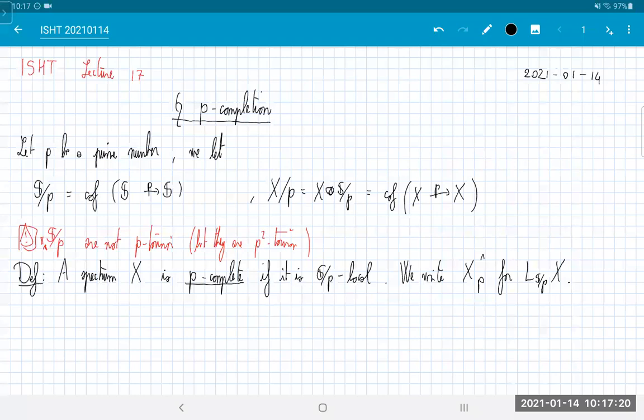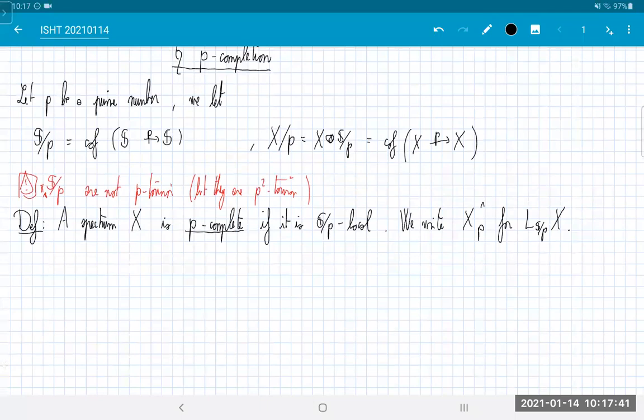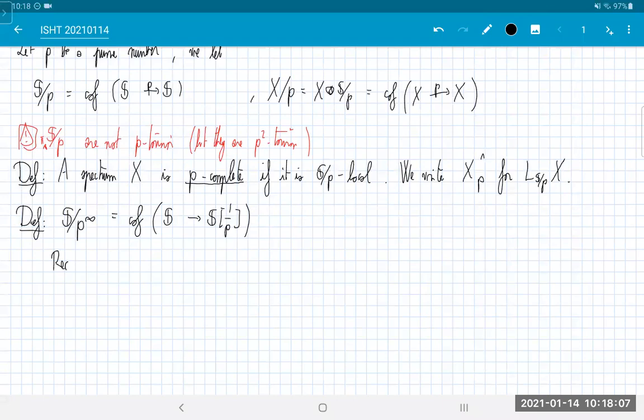Okay, that's a definition. We know that p-completion exists and everything else, but why are we calling it p-completion? So our first step is to justify this name and maybe find a formula for the p-completion. In order to do so, I'll need this guy here. S mod p infinity is the cofiber of the map from S to S[1/p]. And why are we calling it like this? Well, first of all, recall S[1/p] is the colimit of multiplication by p maps.